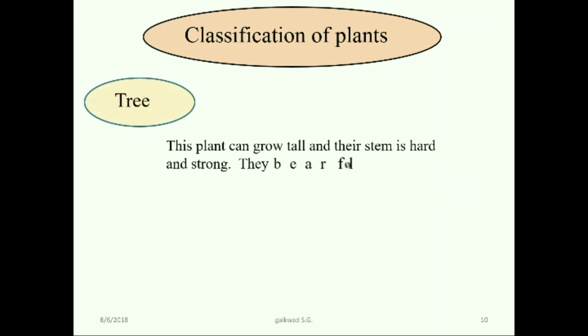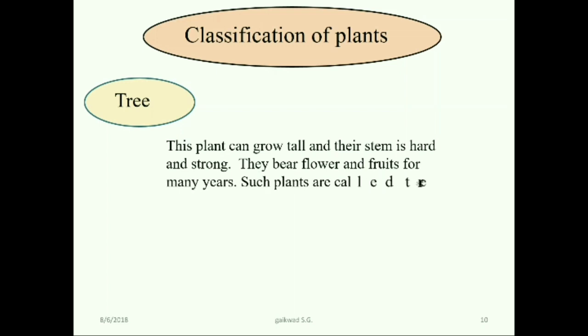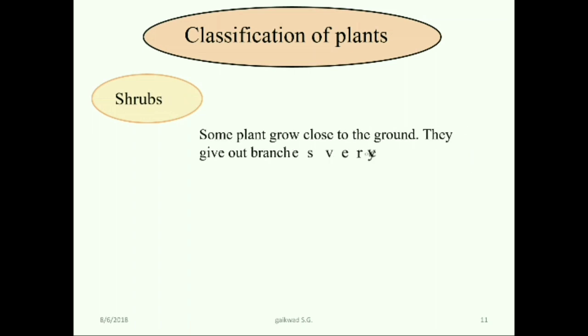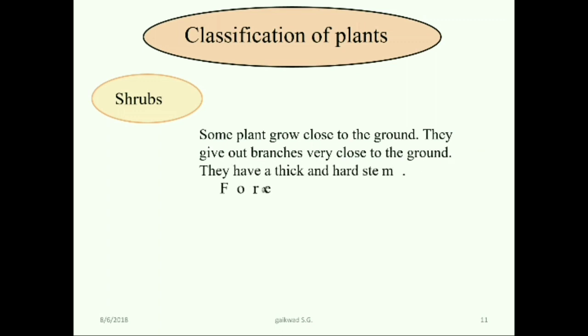This plant can grow tall and their stem is hard and strong. They bear flowers and fruits for many years. Such plants are called trees. Next type of plant is shrub. Shrub means some plants grow close to the ground. They give out branches very close to the ground. They have a thick and hard stem. For example, hibiscus, lantana, rose, etc.